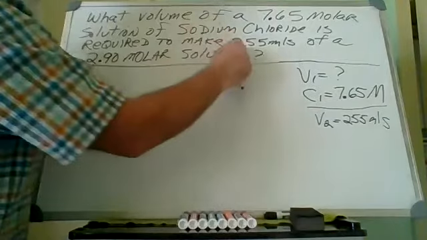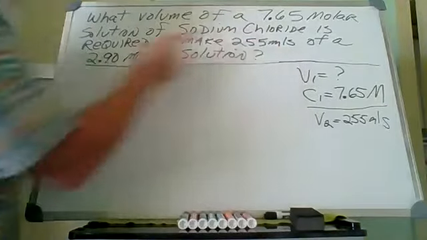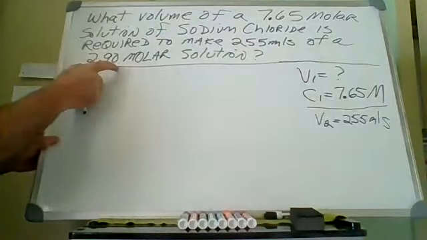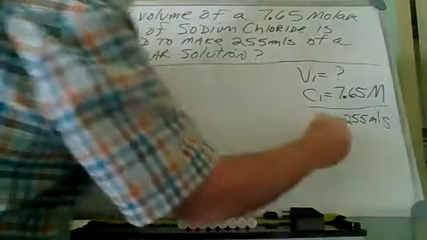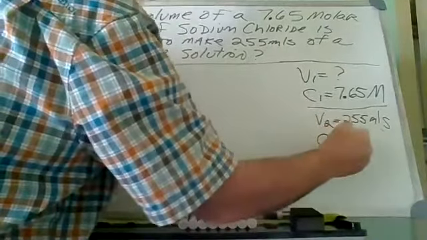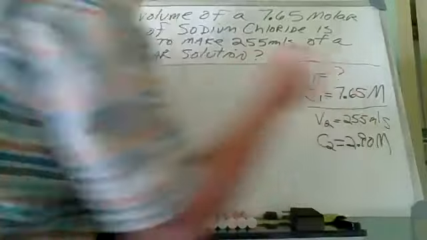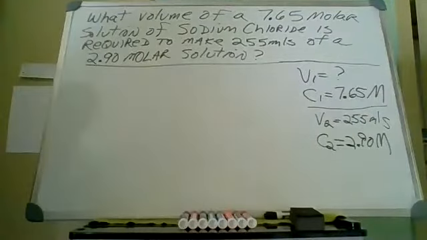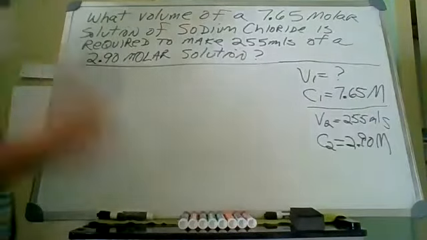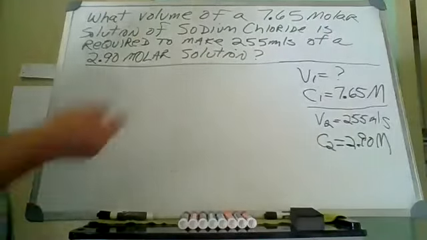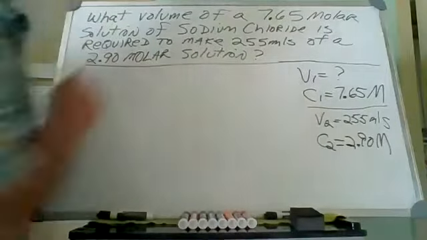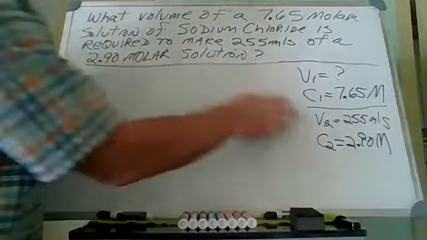Notice that this 255 milliliter volume goes with this concentration. You have to get this right. C2 equals 2.90 molar. All right, so the point I'm trying to make here is in every one of these dilution problems, you're going to have two sets of conditions. All right, two sets of conditions.